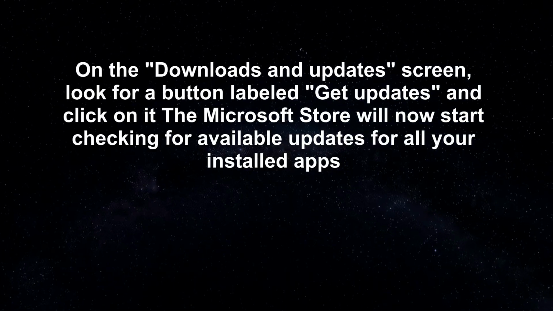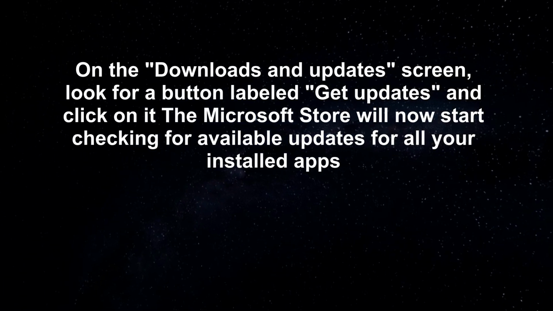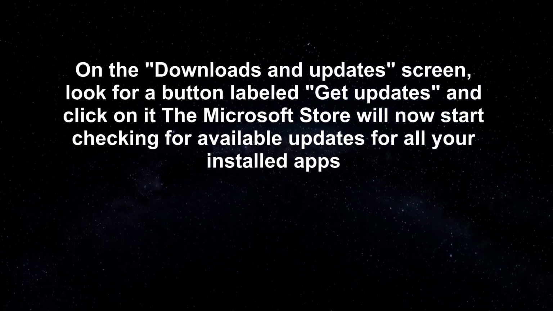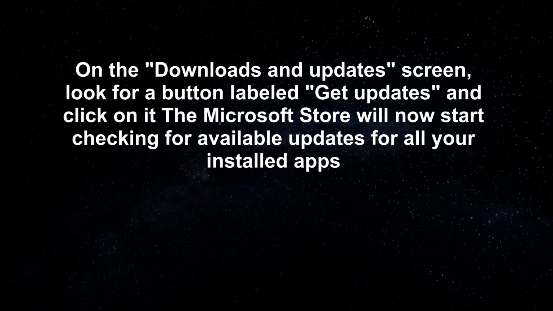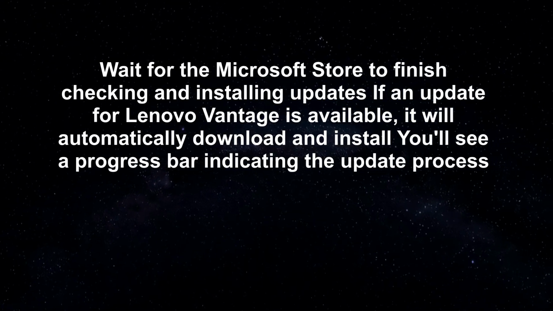On the Downloads and Updates screen, look for a button labeled Get Updates and click on it. The Microsoft Store will now start checking for available updates for all your installed apps. Wait for the Microsoft Store to finish checking and installing updates.